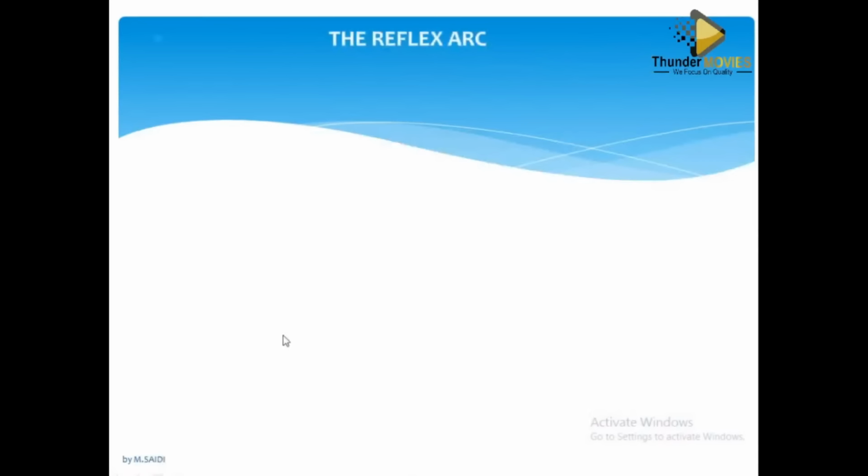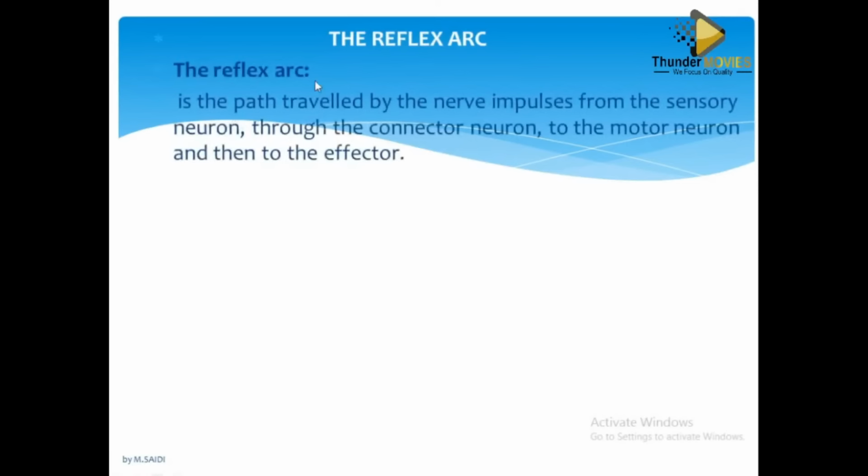The reflex arc. When you say arc, it means a path. So a path traveled by the impulse during the reflex action is what is called a reflex arc. But what is this path? The path is traveled by the impulse from the sensory neuron through the connector neuron to the motor neuron and then to the effector. So when you say a reflex arc, it's just a path which the impulse is supposed to travel before an effect is brought about.